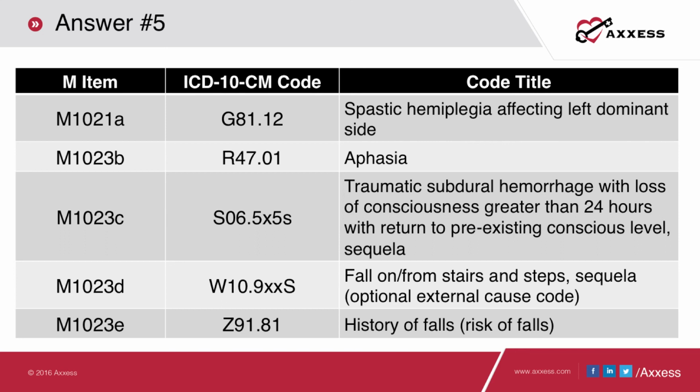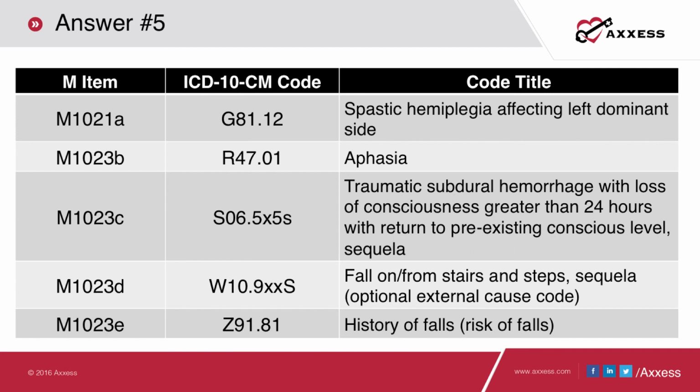In the 4th position, we can also code and should code the external cause code, and that comes from the Index of External Causes. That code is W10.9XXS, fall on or from stairs and steps, sequela. And it is an optional code. I went ahead and added it so that the person who reviews the claim sees that this was a traumatic hemorrhage due to a fall. And that helps to justify your therapy in this case.